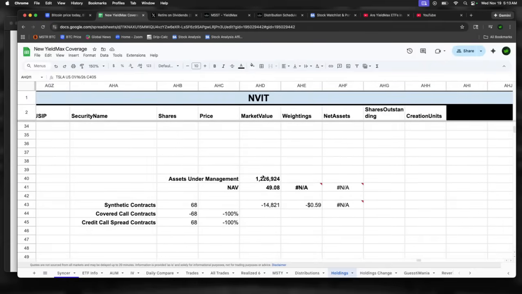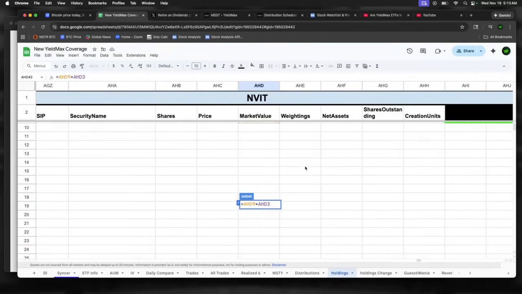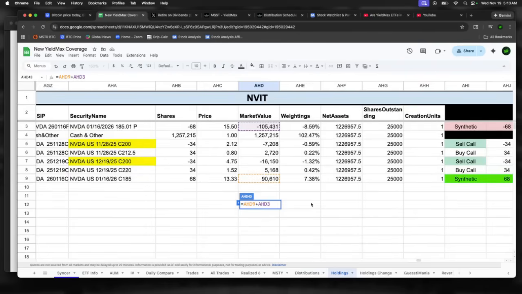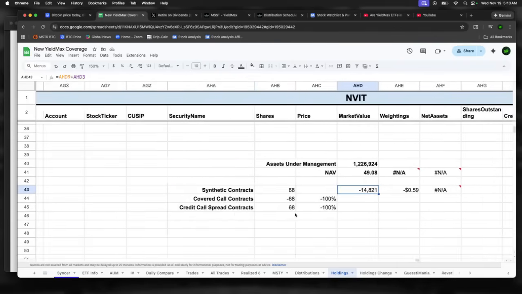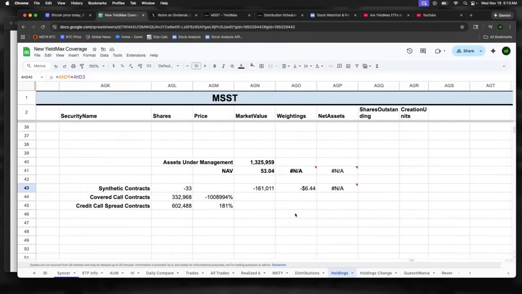All right, assets under management for NVIT, 1.2 mil. The NAV is 49.08. Synthetic contracts, 68. Selling credit call spreads on the whole shebang. If we add up the synthetic position, that's also negative. But again, they just opened, so we've got to give it time. Time is on our side.